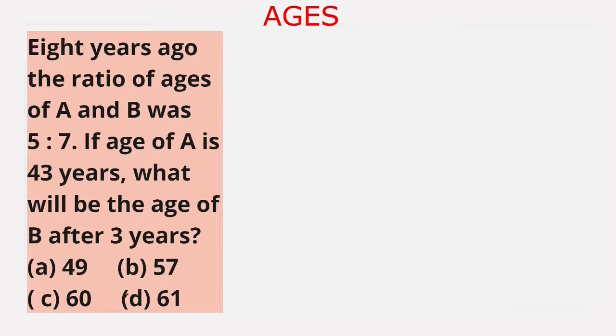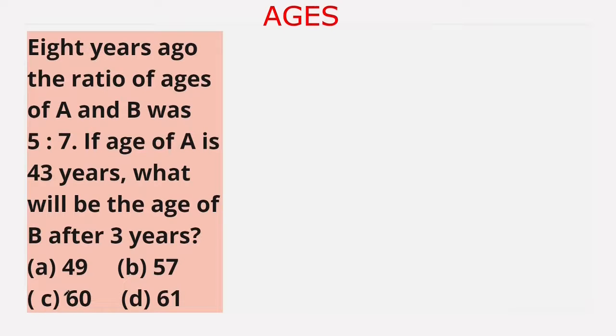And option D, which is 61. If we subtract 11 from 61, we get 50. That is not divisible by 7. Hence, we can say that our answer is option C, 60 years. This we have solved from the given options. Now you have learnt how to solve this by the given options.